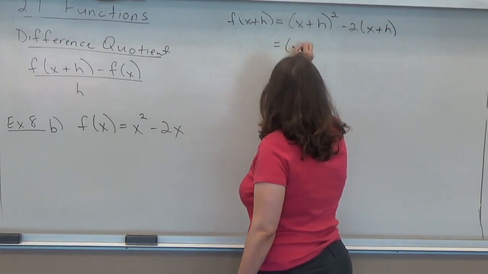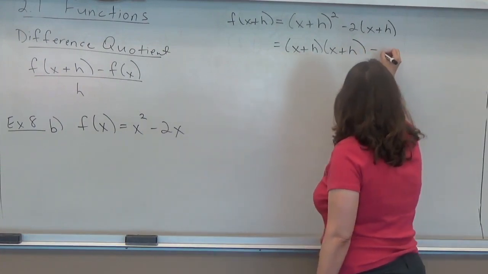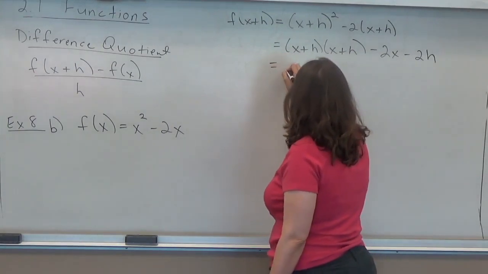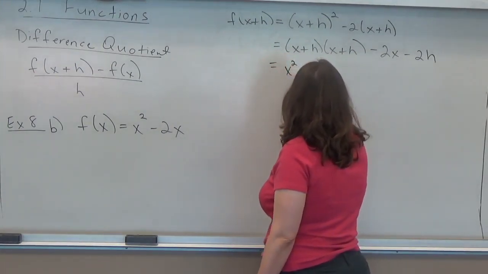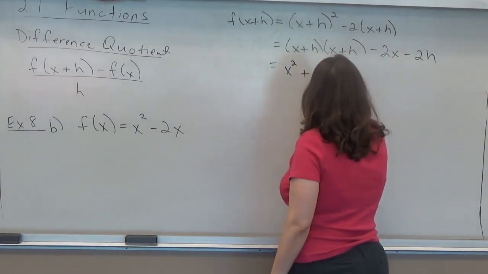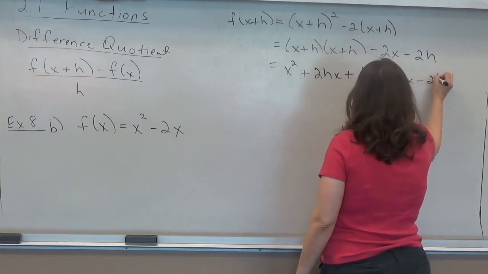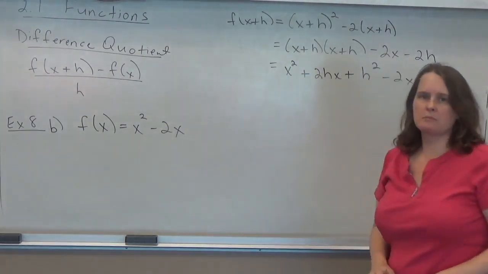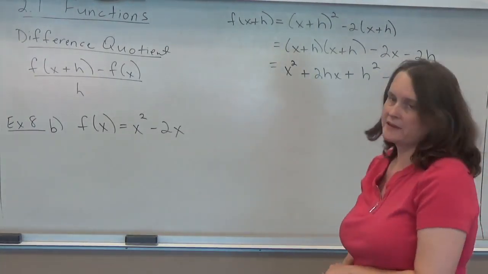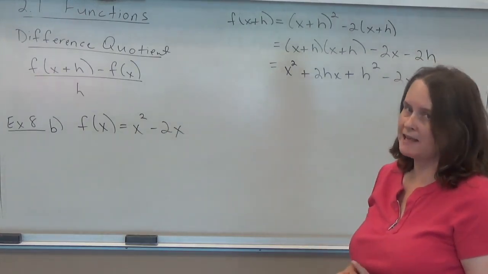I'm going to expand this out. x plus h times x plus h minus 2x minus 2h. I have to FOIL, so that's going to give me x squared plus xh plus hx, which is 2hx, plus h squared minus 2x minus 2h. Normally you're not going to be able to simplify anything after you do this part. So we've got the f of x plus h. It usually will give you a long list of terms that cannot be combined yet.